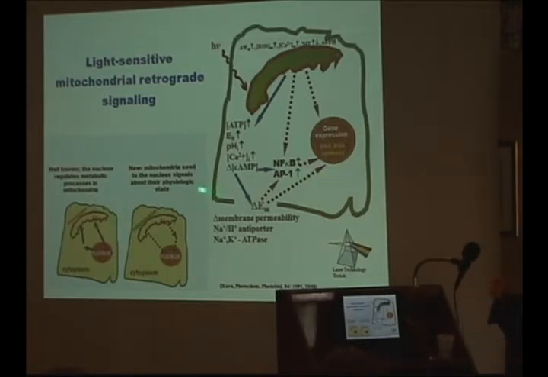But it appeared now that mitochondria are also able to send signals to the nucleus. And this light-dependent signalization, we call it light-sensitive mitochondrial retrograde signaling. Retrograde signaling is a new phenomenon. It was maybe 5-6 years ago, not connected with light experiments at all. But people started to understand that mitochondria are not only hearing what the nucleus tells them, but they send back signals. It is called retrograde signaling. And in our case, we are dealing with light-sensitive mitochondrial retrograde signaling.